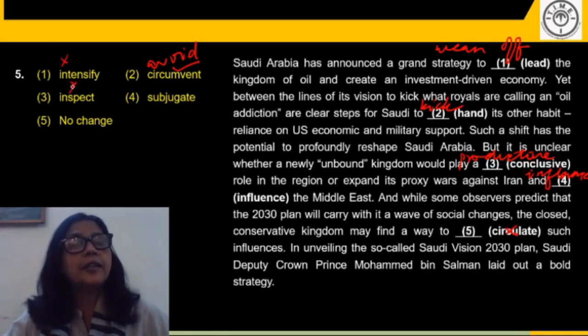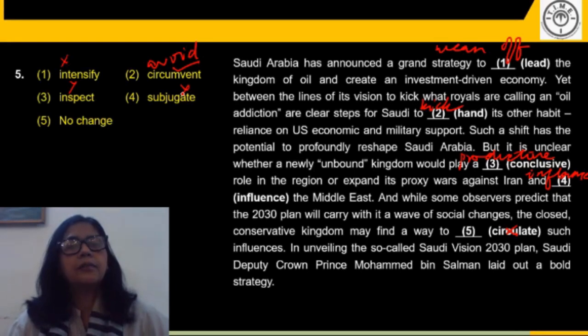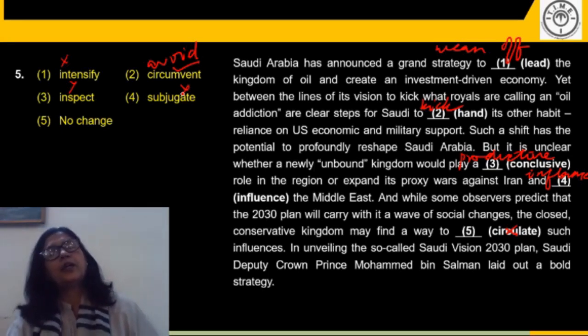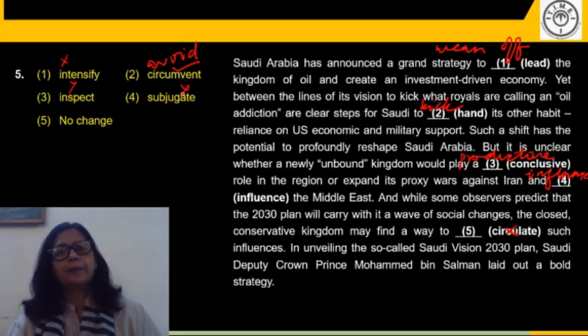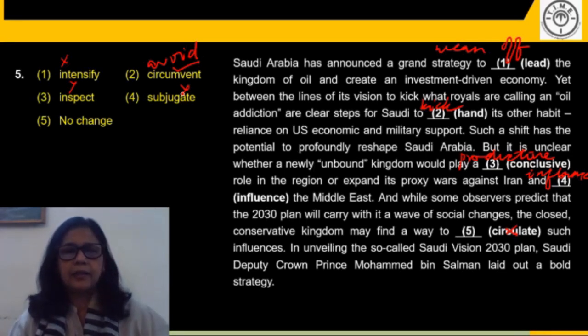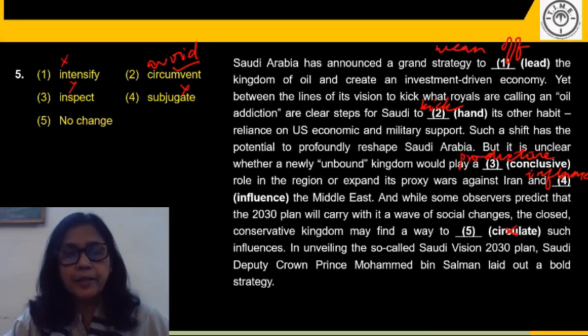So intensify, inspect, and subjugate, yes, they do not fit into the context. Intensify is to make something worse, right? Inspect is to check. Subjugate is to bring under your control. So here the paragraph has to make sense, that you have to keep in mind, right? The sentences individually can or may take up some other words also, but we have to take care that all the sentences fit together as a paragraph. All right, now let's have some more practice here.